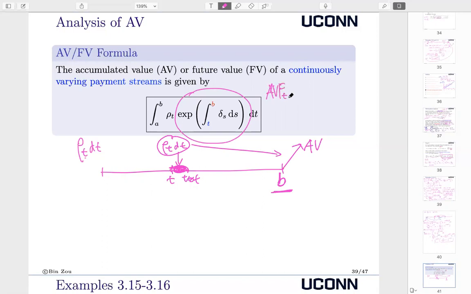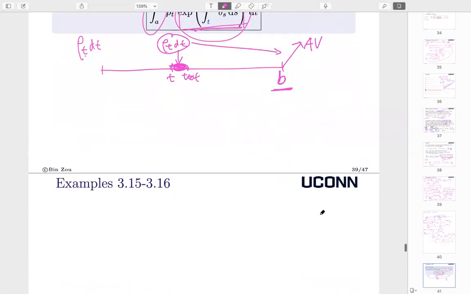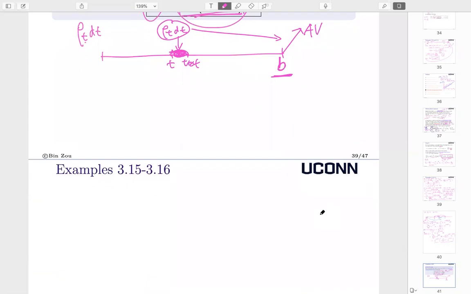Let's say from t to b, then it will be exponential of the integral from t to b of delta s ds. So that's why you can see the inside part is the accumulated value factor when you have varying force of interest delta t. And then of course outside is still the payment part from a to b. I do one question, and then I leave another one to you to complete.